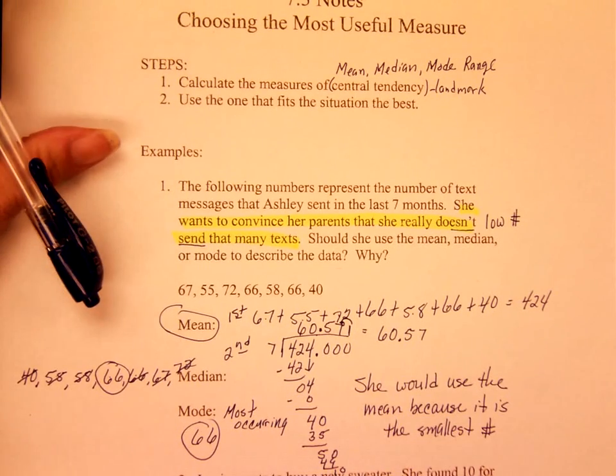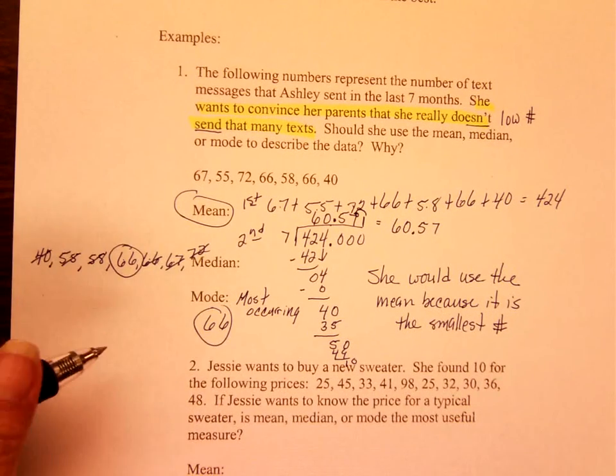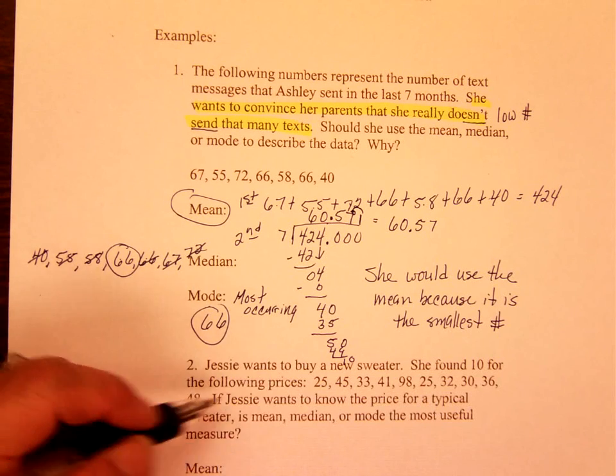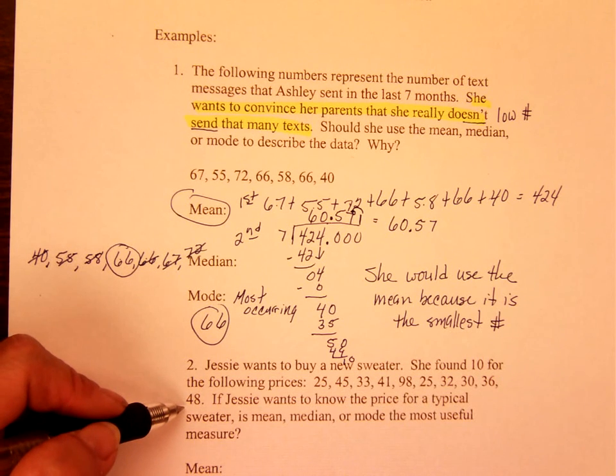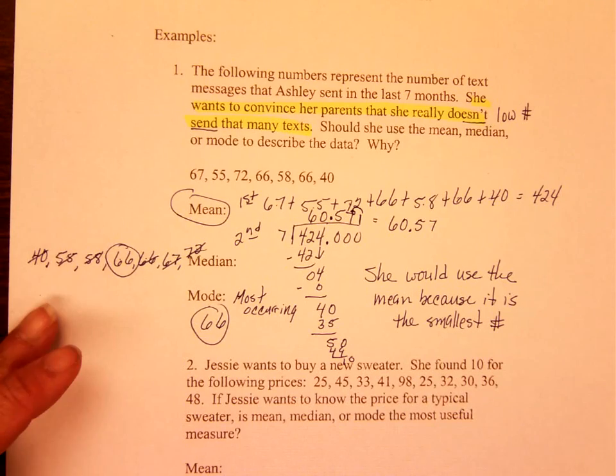Okay, let's look at number 2. Number 2 says, Jessie wants to buy a new sweater. She found 10 for the following prices, and you can just read the numbers. If Jessie wants to know the price for a typical sweater, is mean, median, or mode the most useful measure?